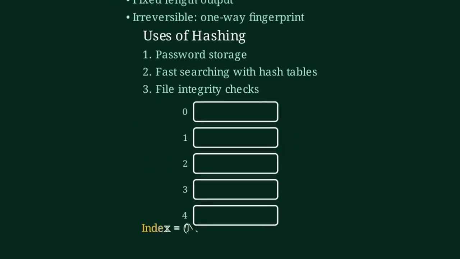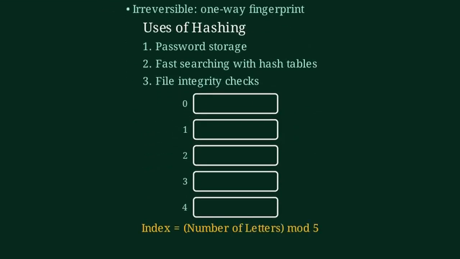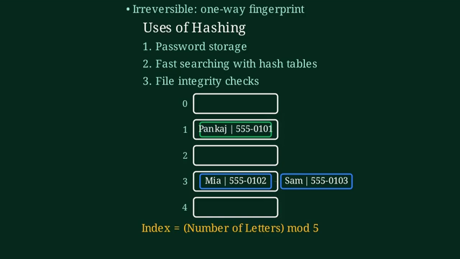Now, let's go to a small hash table with 5 slots, indexed 0 to 4. Our hash function is number of letters mod 5. We will insert Nia, Sam, and Pankaj. Pankaj has 6 letters. 6 mod 5 is 1, so Pankaj goes to slot 1.